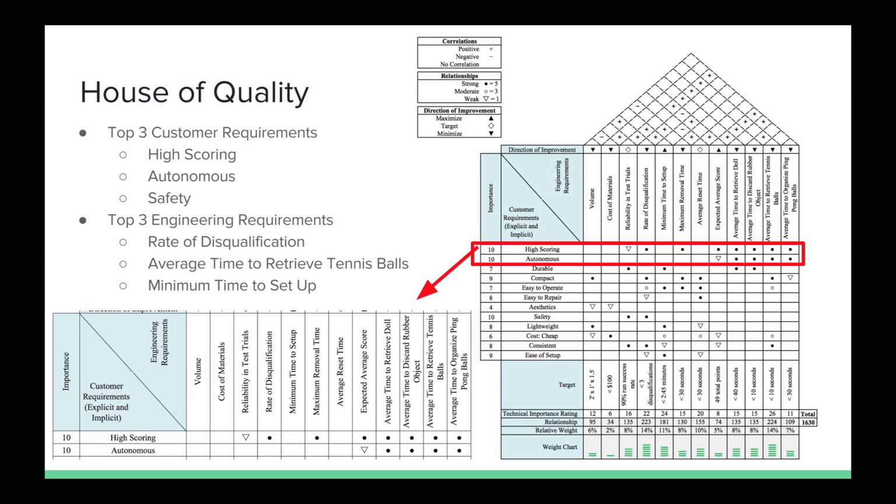So high scoring, we want to score as many points and move on to competition. And autonomous, we have to have it autonomous or we can't compete in the competition. And we want it to be safe. We want to be able to use it as many times as we can.